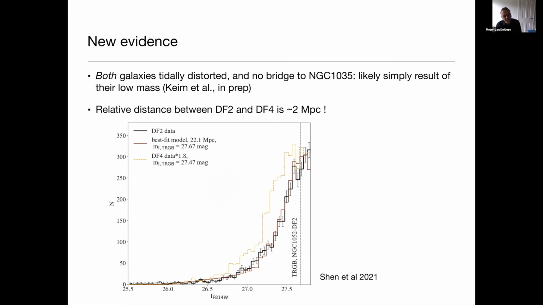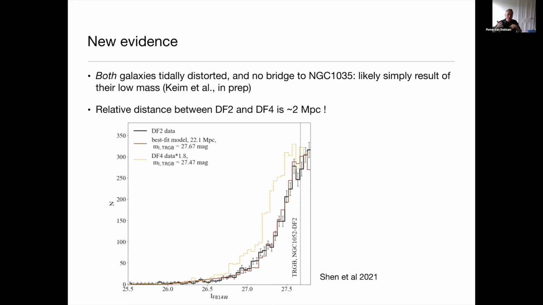Now, the other really puzzling thing is, I mentioned that the distance to DF2 turns out to be 22 megaparsec instead of 20. And DF4 is at 20 megaparsec. And so there's a 2 megaparsec distance between these two galaxies along the line of sight. And that measurement is oddly precise, because the data and the methods are all identical for these two objects.